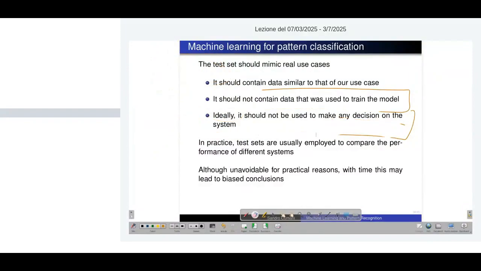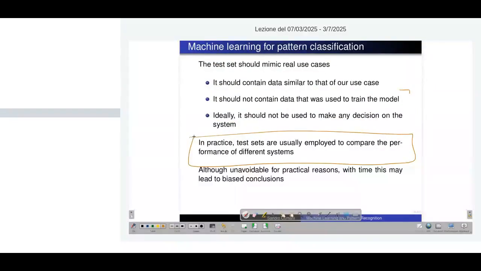Which means that in practice, evaluation or test sets are often employed to compare the performance of different systems, but we should try to avoid as much as possible basing our decisions on the evaluation set. That is to say, the more I use an evaluation set, even just to compare different systems, the more I may end up with biased results that do not generalize to additional data. So I need to pay attention to this.